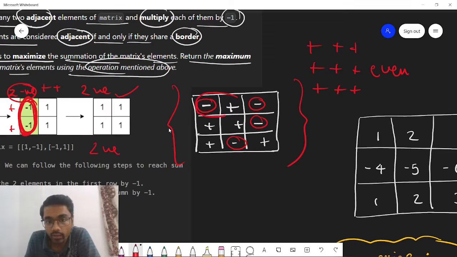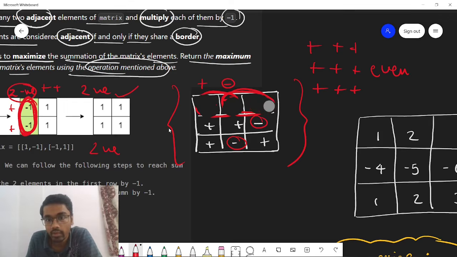So first we will take these two elements and multiply by -1. So this will become positive, this will become negative. Now we have negative numbers that are adjacent. If we have adjacent negative numbers, we can always take these two as a pair and multiply by -1 to make both of them positive. So now we have both of these elements as positive.